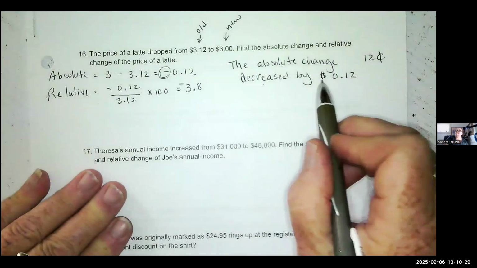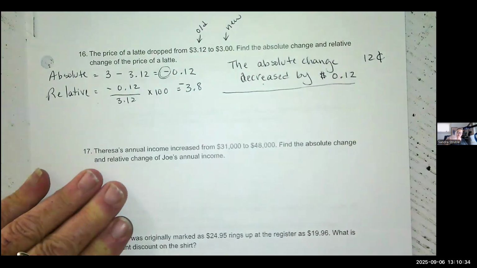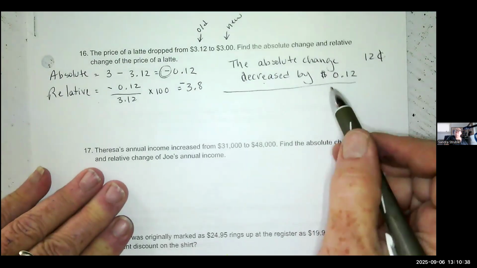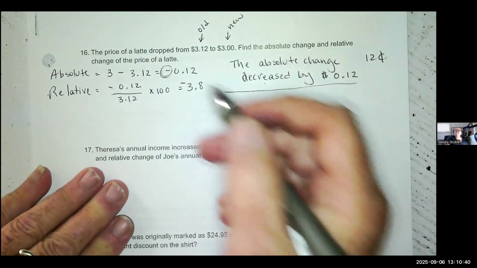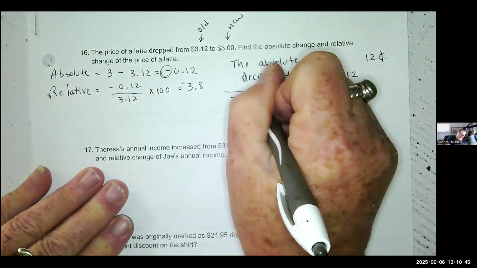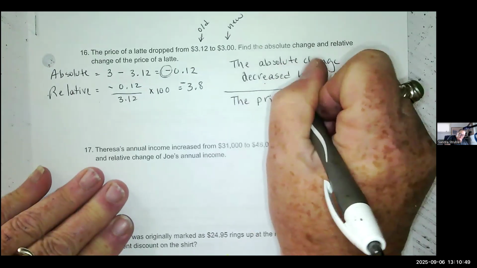Consistency is always best for this class and for life, honestly. So just get in the habit of using this, probably because you're going to use it for money most of the time. Okay. So for relative change, I should have written price change, the relative price change.